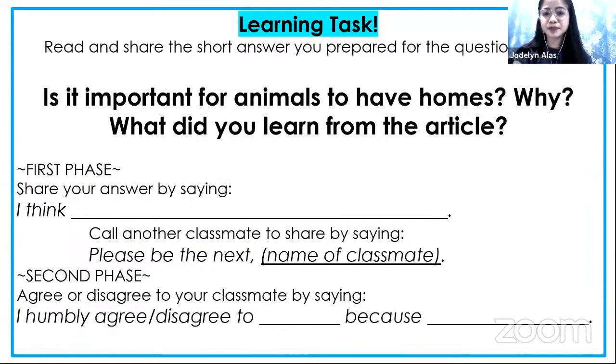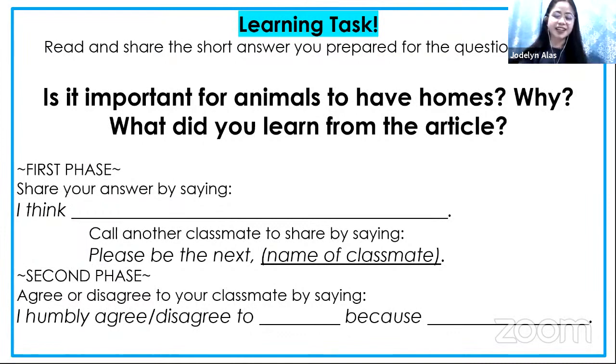All right. So may I ask somebody to start with our sharing? Maria Leia, may you please begin sharing for our second piece? You may open your microphone if you're ready. Do you agree with your classmates' answers? Hello po, good afternoon. I humbly agree to my classmates' answer because animal shelters play a vital role in keeping our pets safe. Thank you po.